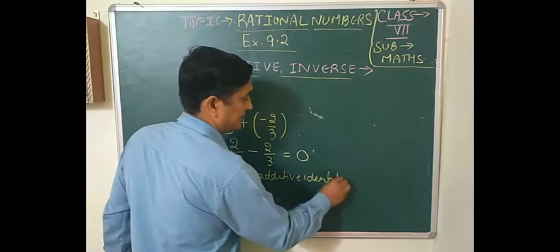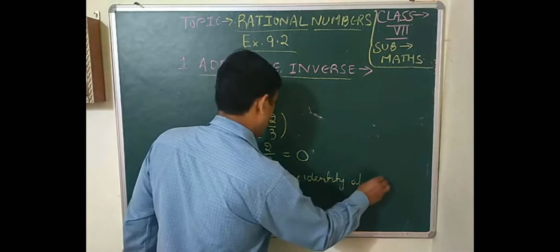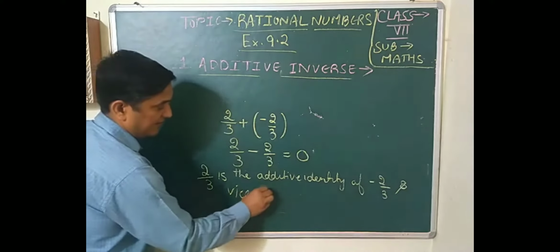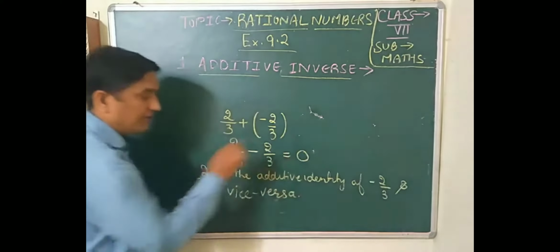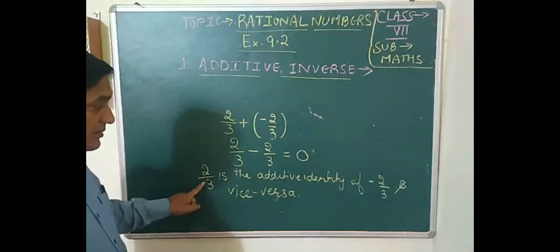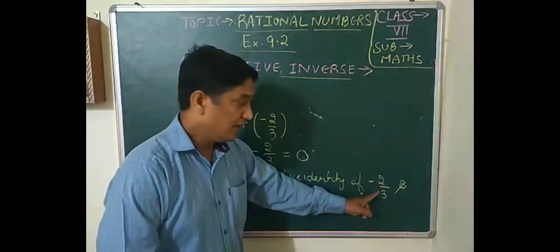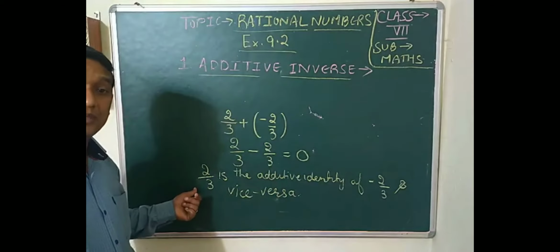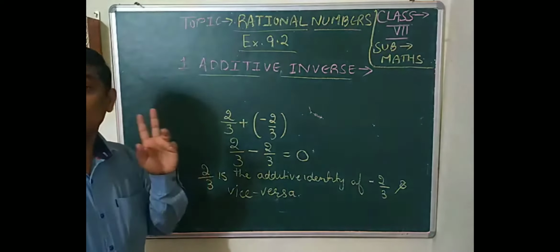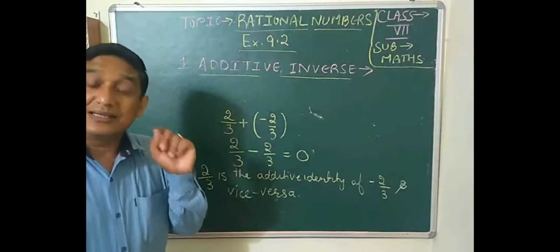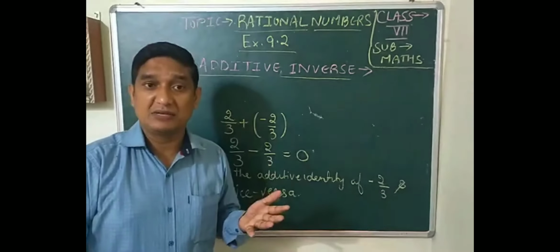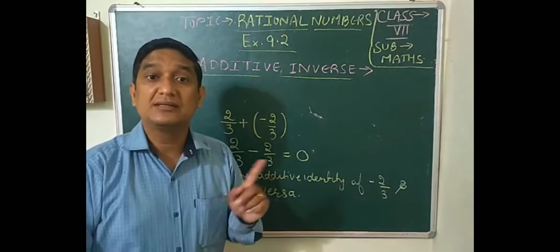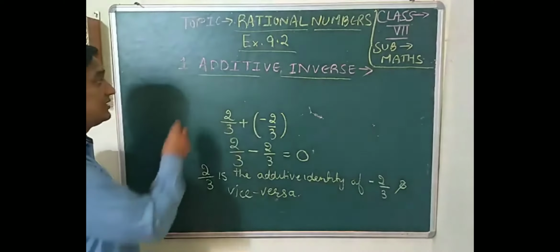It means 2 upon 3 is the additive inverse of minus 2 upon 3 and vice versa. The additive inverse of minus 2 by 3 is 2 by 3. So, children, keep it in your mind: the additive inverse of any rational number is the same rational number but with the opposite sign. You should write down the definition.